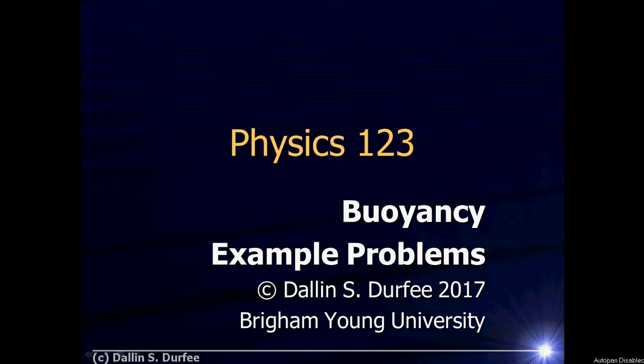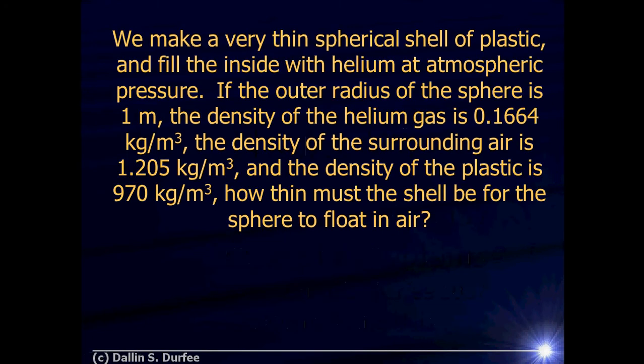Alright, let's do some example problems on buoyancy. Our first problem. We make a very thin spherical shell of plastic and fill the inside with helium at atmospheric pressure. If the outer radius of the sphere is 1 meter, the density of the helium gas is that, and the density of the surrounding air is this, and the density of the plastic is the other. How thin must the shell be for the sphere to float in air?